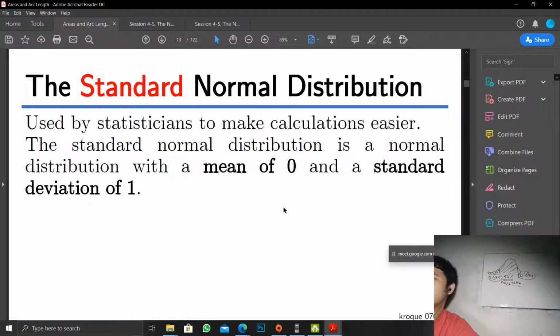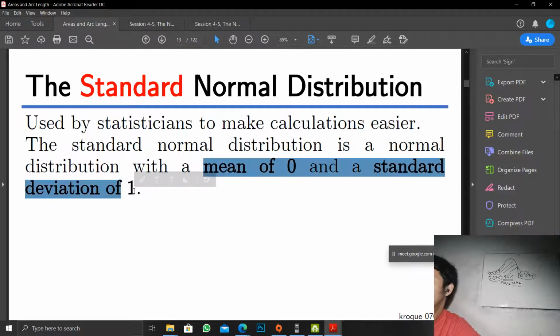Kasi kakaiba siya. So, the standard normal distribution is used by statisticians to make calculations easier, no? Okay, by the way. Hindi, sige, mamaya na pala. Mamaya na. Oh, the standard normal distribution is a normal distribution, special type, with mean 0, and standard deviation of 1. Okay? 1 yung kanyang standard deviation.